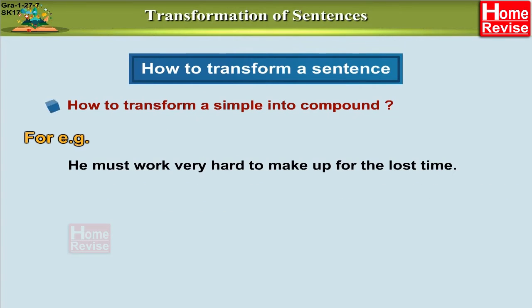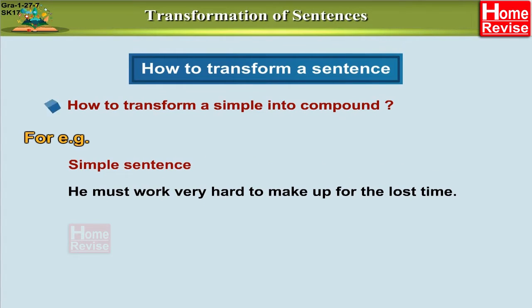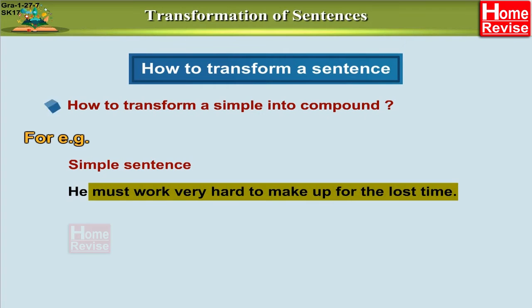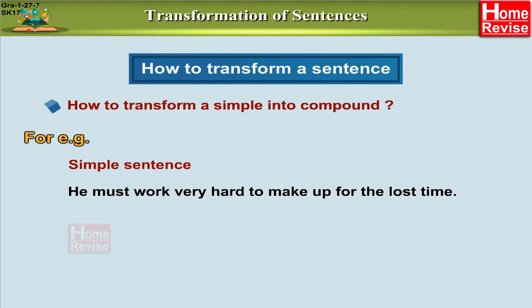He must work very hard to make up for the lost time. Now, this is a simple sentence. In it, he is the subject, and must work very hard to make up for the lost time is the predicate. So only one subject and one predicate. Hence it's a simple sentence. And it has only and only one finite verb, which is must work.